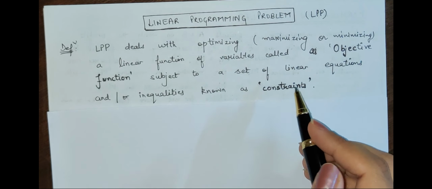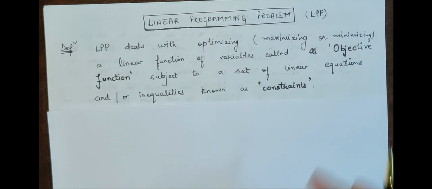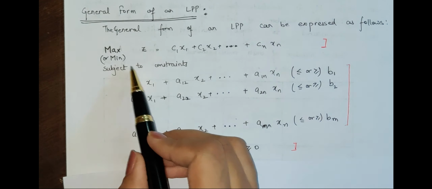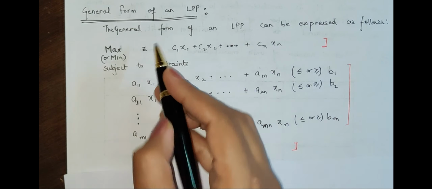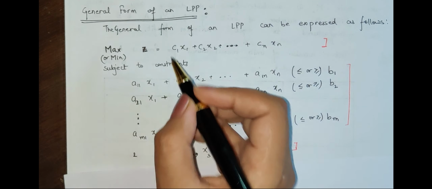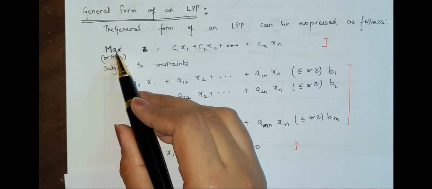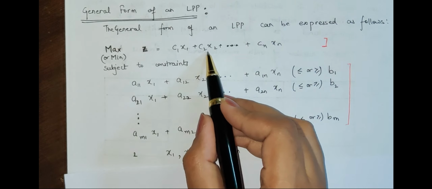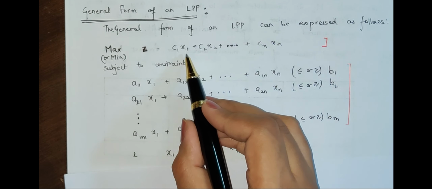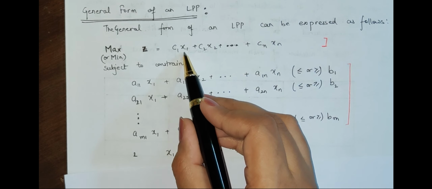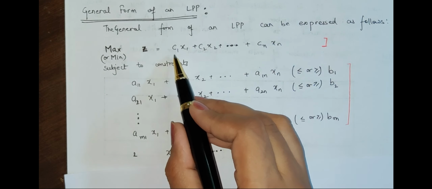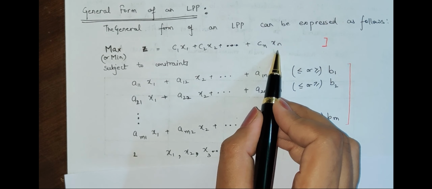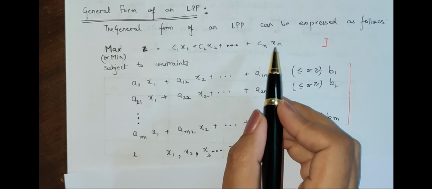So now let us see what is the most general representation of LPP. The general form can be expressed like this, where this is maximization z. Z is our main objective which we have to obtain. If it is maximization, it means we are going to maximize this value, and it is expressed like this: c1x1 plus c2x2 plus up to cnxn. You can see there are two kinds of variables over here: x1, x2, xn and c1, c2, cn, where c1, c2, cn are constants and x1, x2, xn are variables, the major variables on which the whole problem depends.